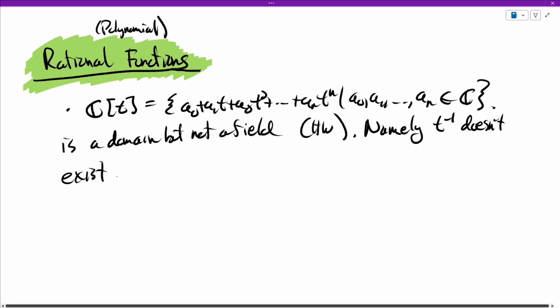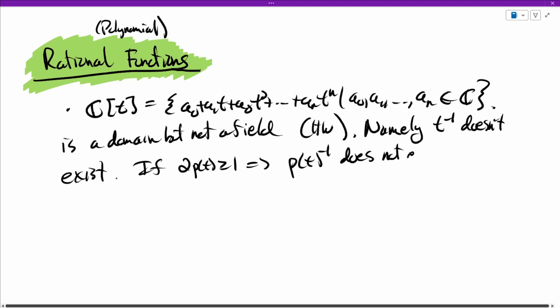In fact, more is true. If the degree of your polynomial is at least 1, then the multiplicative inverse for p also does not exist. So it's missing all multiplicative inverses besides the obvious ones. The obvious ones are the constant polynomials, where it's just 1 over the constant. So what do we do? Well, we just add them in, right? How do you go from Z to Q? Well, you just add in the multiplicative inverses. And you do it in an intelligent way, but you essentially just add them in.